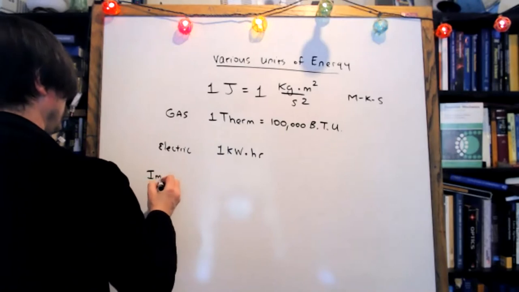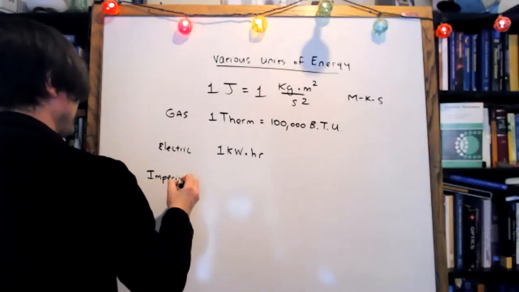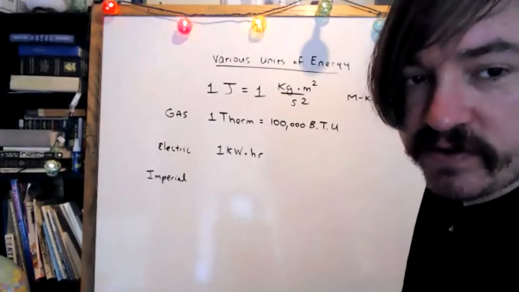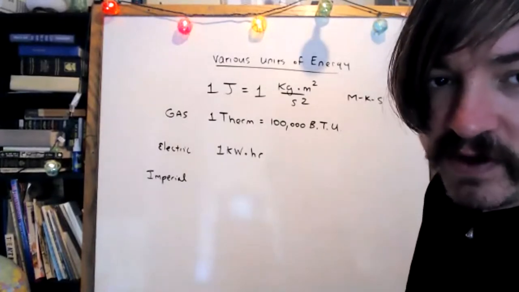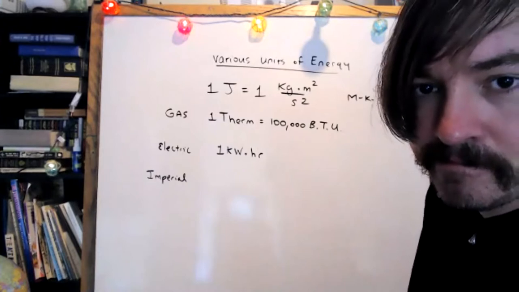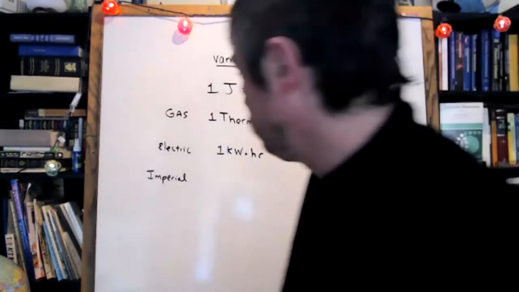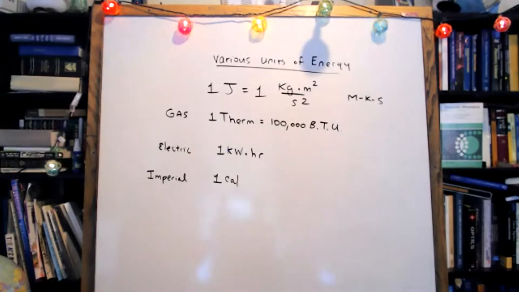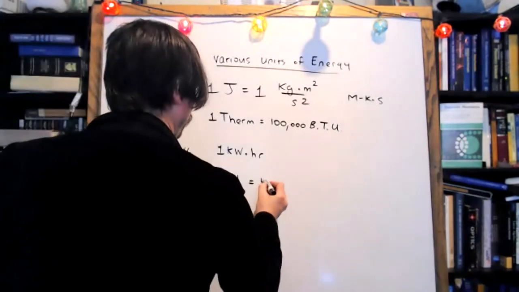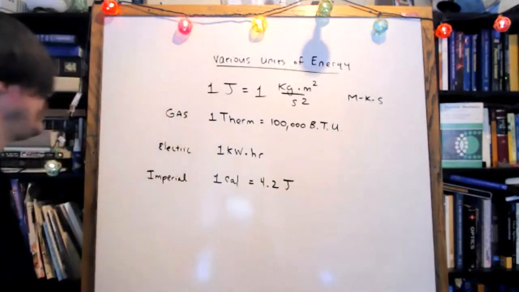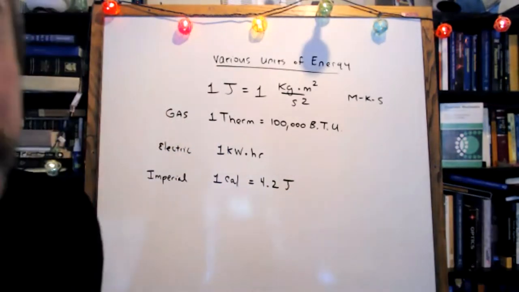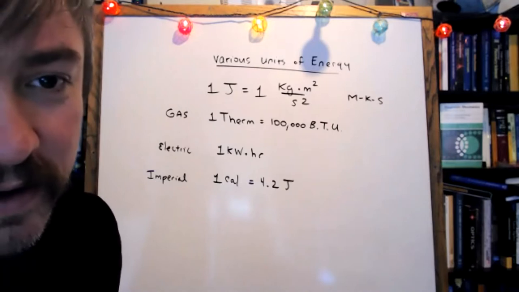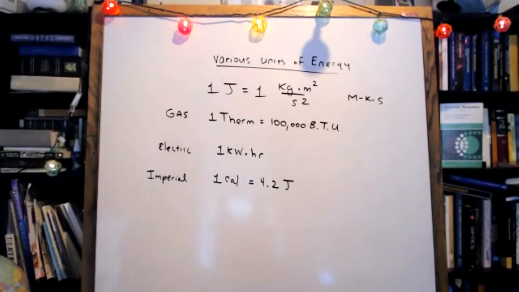How about the imperial British units? That's the one that the US system uses. Do you guys know what the imperial British unit of energy is? You've actually heard of it before, but you might not have thought of it as being an energy. 1 calorie. Very good. So there are different types of calories. The original calorie, with a lowercase c, is 4.2 joules. And it's a pretty small unit of energy. I forget how they defined it, but it's something like the amount of energy needed to raise 1 cubic centimeter of water by 1 degree Celsius. So it's a pretty small amount of energy.